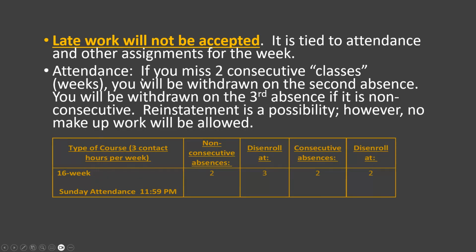Attendance, other than the weekly thing that I do, the college has a policy for this chart here. If you miss 2 weeks in a row, you will be disenrolled on the second week. If you miss 2 not in a row, it's on the third one. This equals 14 days. That's the difference. This is 14 days in a row, and this is 14 days not in a row, okay? So that's just the Coastal policy, all right?